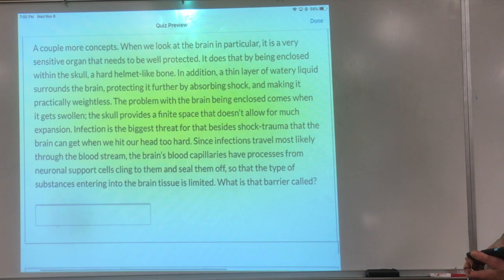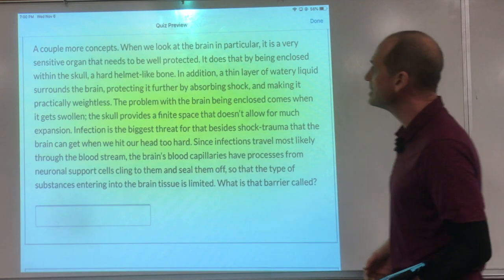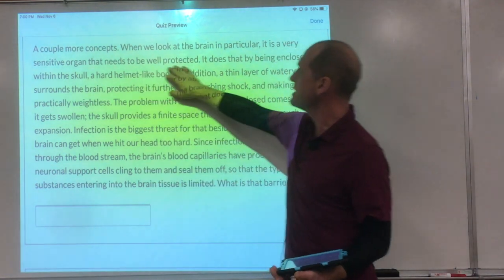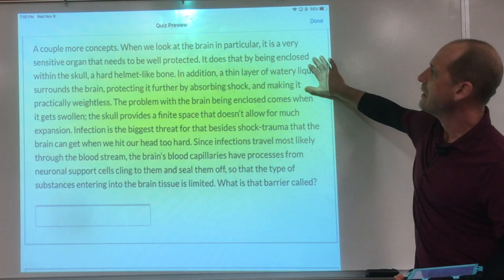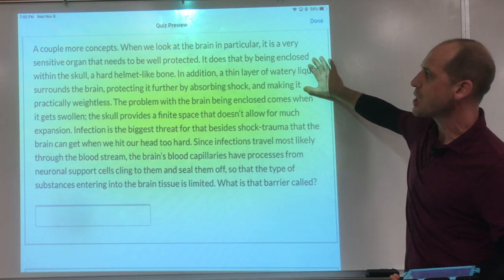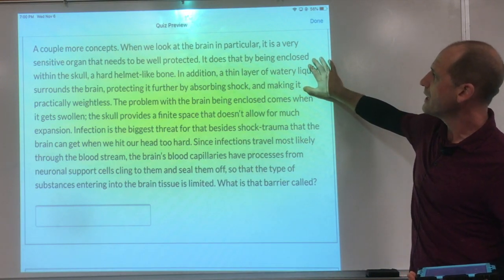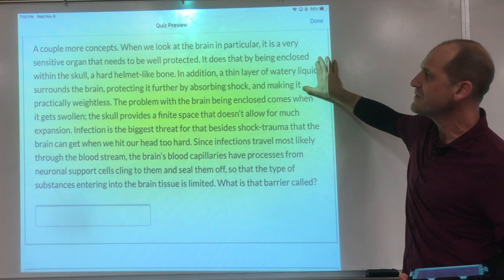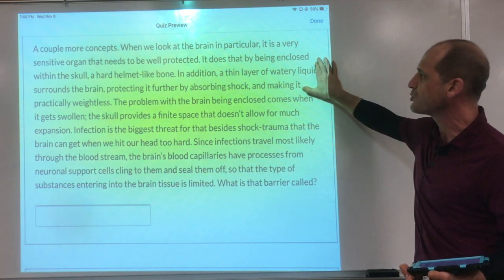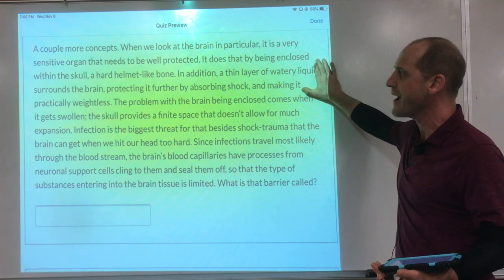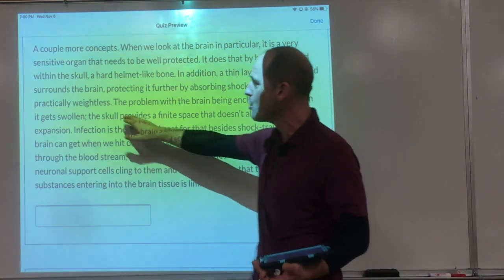A couple more concepts. When we look at the brain in particular, it's a very sensitive organ that needs to be well protected. It does this by being enclosed within the skull, a hard helmet-like bone. In addition, a thin layer of watery liquid surrounds the brain, protecting it further by absorbing shock, making it practically weightless.